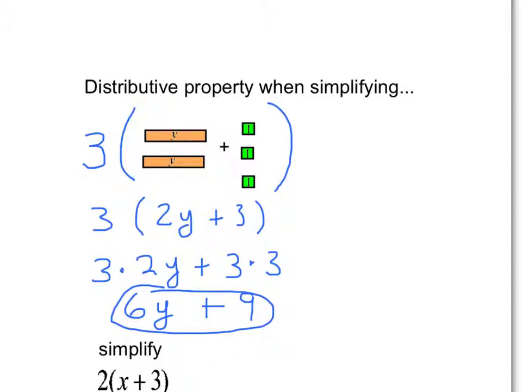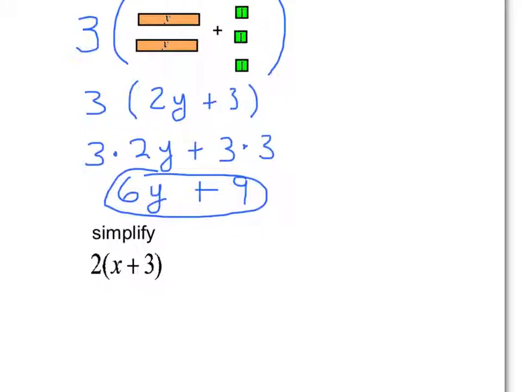Anytime you see a number outside of a sum or a difference in the parentheses, you just want to distribute it to both items with multiplication, and it just says how many you want, what kind of multiplier effect you want of what's inside the parentheses. If I have 2 of x and 3, so I want 2 of the x plus 2 of the 3, and that would get me 2x plus 6. I just doubled everything that was in the parentheses.